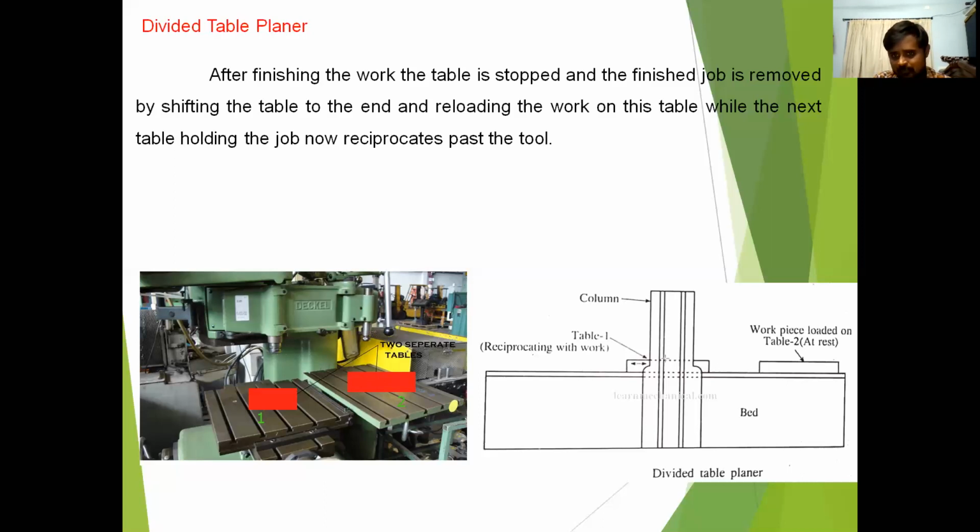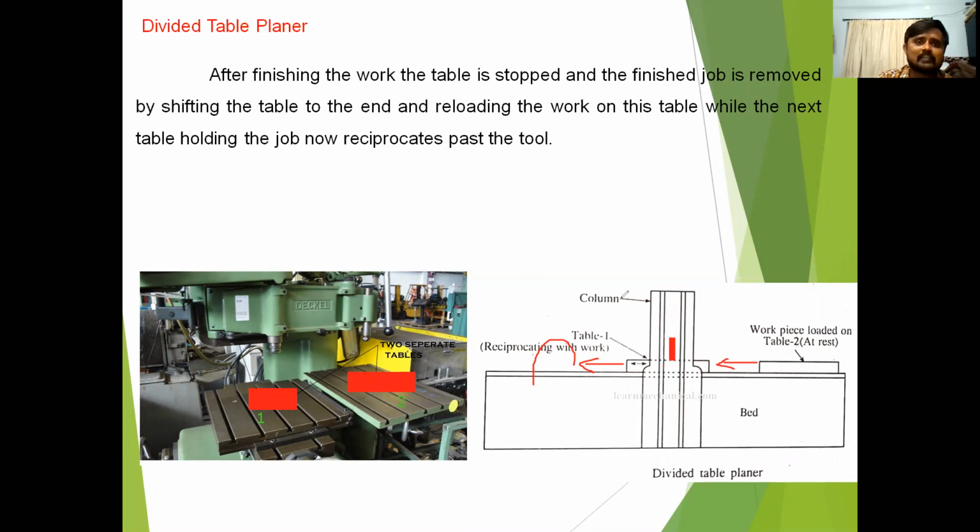Here, the same thing we will explain with this diagram. This is table number 1, this is a column, and here the cutting tool is there. Let's say this is the cutting tool. We are performing the operation on table number 1. While performing the operation on table number 1, simultaneously the workpiece is being loaded to table number 2. After completion of this operation, table number 1 will move in this direction, and table number 2 will occupy this position. While unloading the material from table number 1, the cutting action is performed on table number 2, and it is a cyclic process.